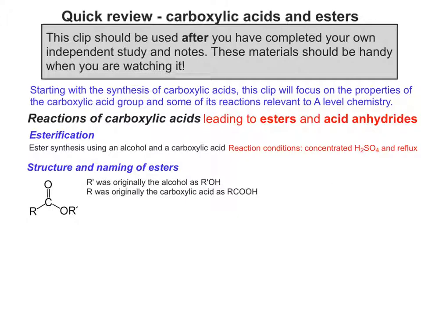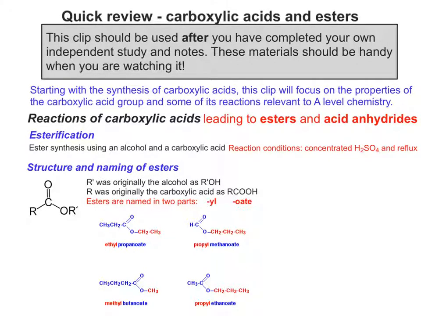So if we look at the structure of the ester group, you can see that there's two R groups. I've actually given them slightly different setups. One is R and the other one is R with an apostrophe. Excuse me, my voice is going a bit. So the R apostrophe was originally the alcohol as R'OH, but R was originally the carboxylic acid as RCOOH. So this is how we derive the naming. So esters have names that come in two parts. The first word ends in "-yl", the second word ends in "-oate".